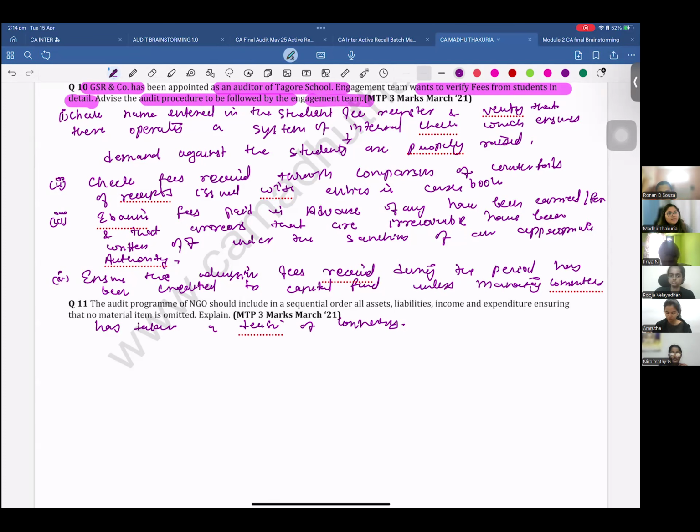Check whether names of the students are registered for each month and their fees charged, and the internal check of it, which ensures the demand against the students is properly raised. Exactly. So if the students have not paid the fees, at least the demand has already been raised. This is how they normally do it at the beginning of the month. They tell you on the first of this month you have to pay the fees, right? So at least the demand has to be raised.